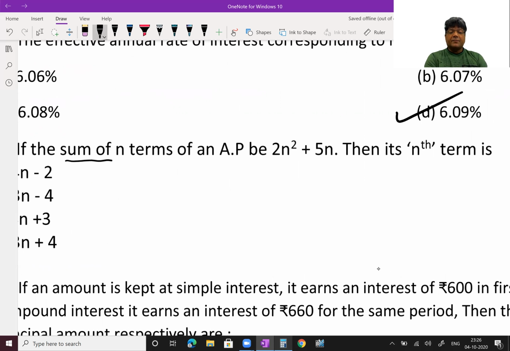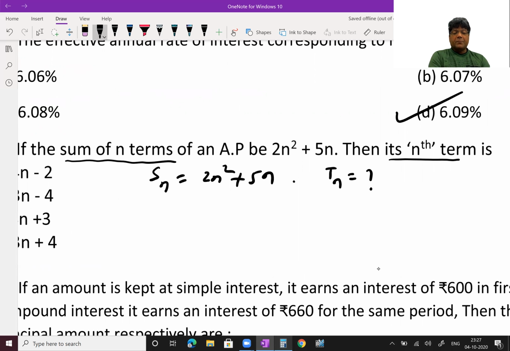Sum of n terms, it means what? Sn. So Sn is equal to 2n square plus 5n. But the question is asking what? Nth term. Nth term means what? Tn. If you remember, Tn is equal to Sn minus Sn minus 1. That is, sum of first n terms minus sum of first n minus 1 terms, that is equal to Tn.